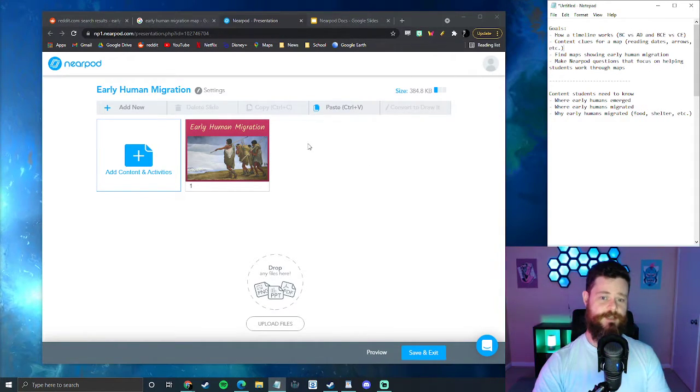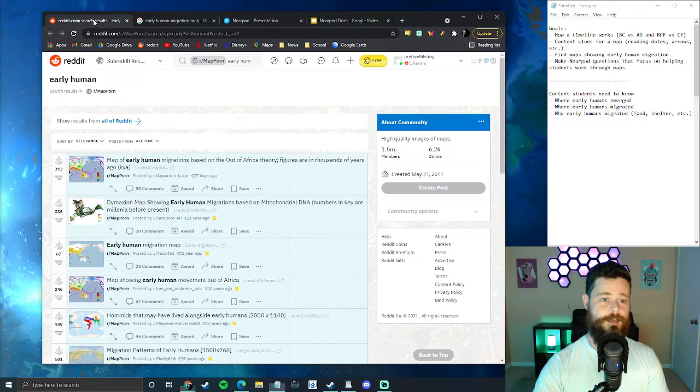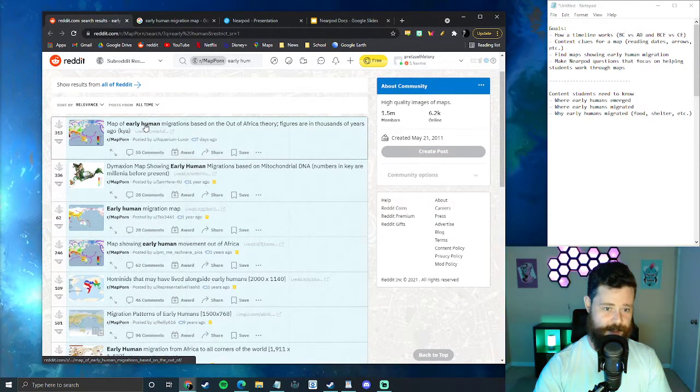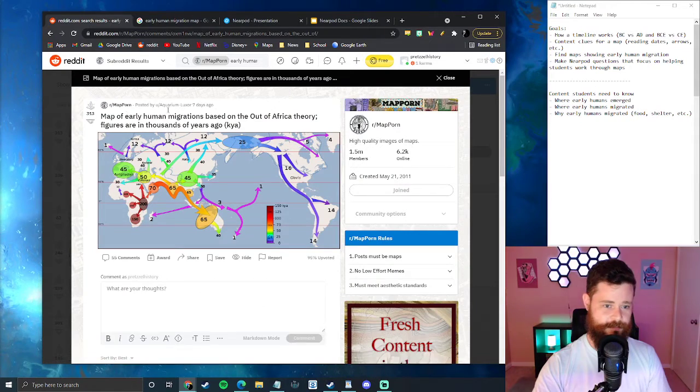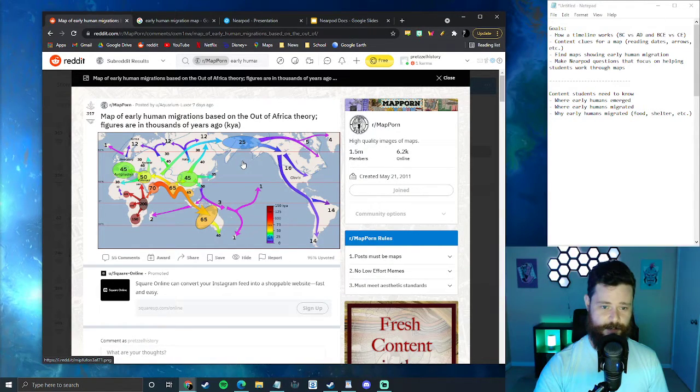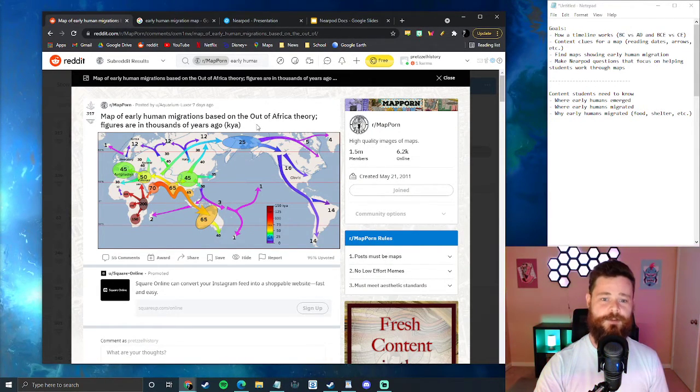So one of the first places I want to check in terms of finding good maps showing early human migration is just going to be this list right here. So there are a couple ones I think that might be good. So I'm going to check this one first because it looks like it was posted a couple times. Map of early human migrations based on the out of Africa theory. Figures are in thousands of years ago. KYA.